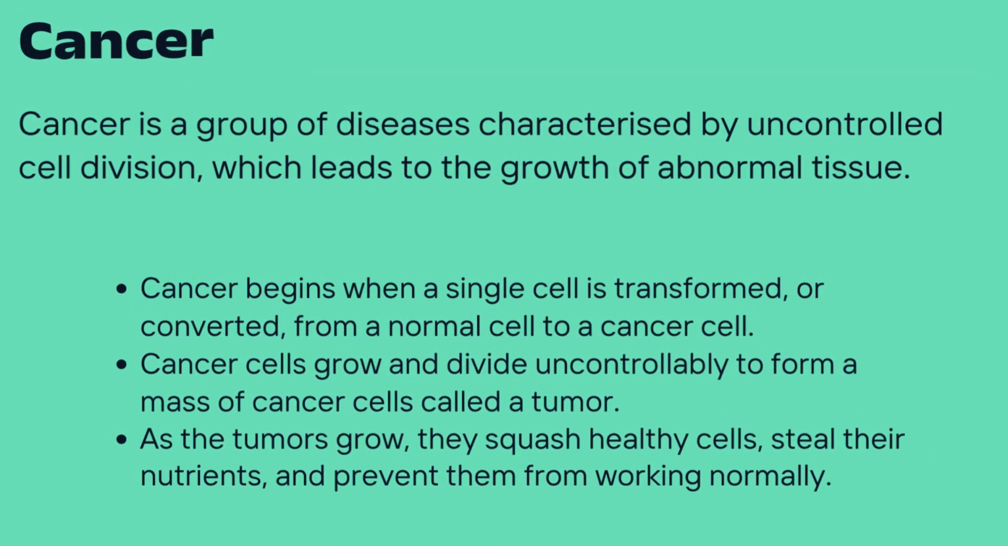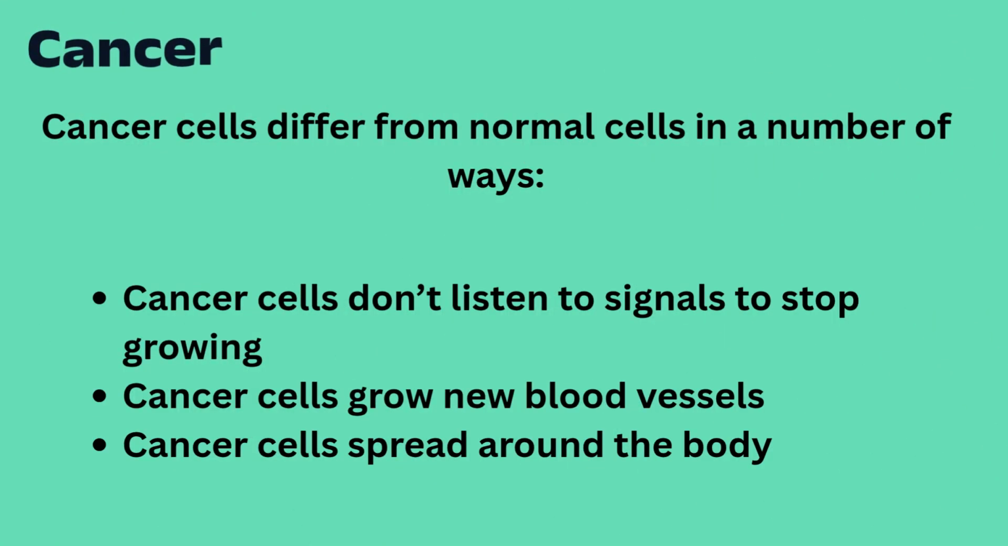So now let's look at cancer. Cancer is a group of cells characterized by uncontrolled cell division, which leads to growth of abnormal tissues. Cancer cells grow and divide uncontrollably and form masses of cancer cells called a tumor. So a tumor is a mass of cancer cells. Now let's look at the differences between normal cells and cancer cells.